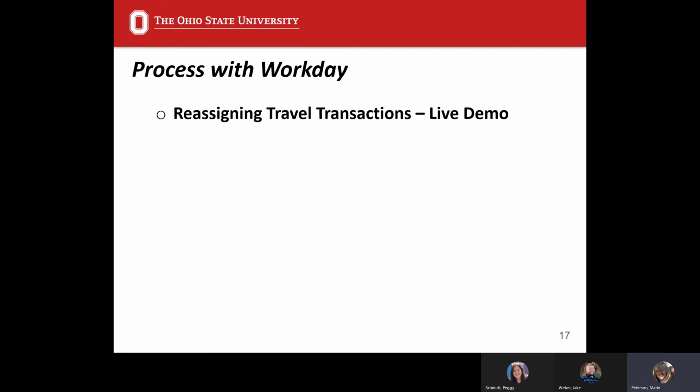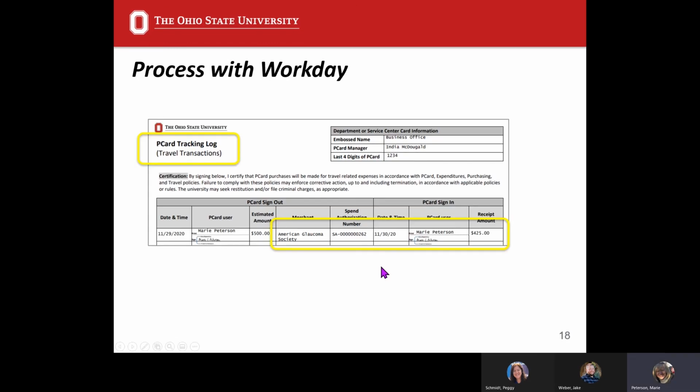So now that we've covered the basic steps, let's do a quick demo of the reassignment of a travel transaction. Before we begin, we will need to make sure we have the necessary documentation to ensure reassignment is made appropriately. We note that we have pulled the travel transaction tracking log and have identified a transaction made by a traveler for $425 to the American Glaucoma Society. We already sent the traveler a copy of the receipt after they returned the card, so we just need to make sure we reassign this transaction to that traveler to complete her own expense report.